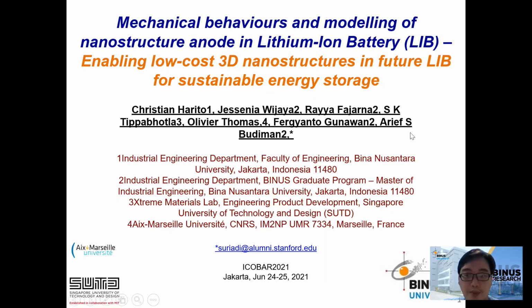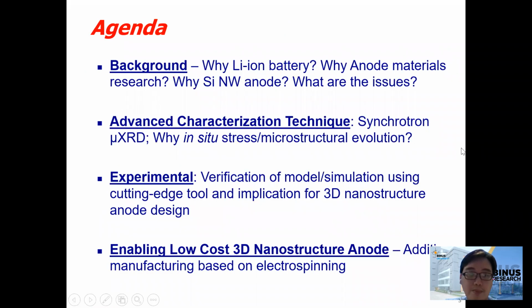This is our team, led by Arief Budiman from BINUS graduate program. This research is a part of PIB research project from BINUS University. I would like to present first about the research background, and then the characterization technique, experimental, and finally, how we propose to make a low-cost 3D nanostructure anode by electrospinning.